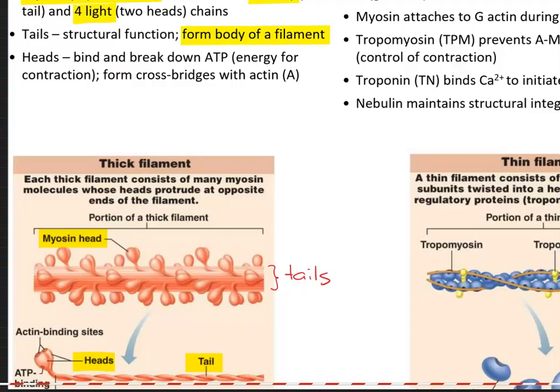Turns out the heads have two main functions. One of them is to bind ATP and to break it down, so-called ATPase activity, to release the energy required for the contraction. Another function is to bind to actin filaments, to thin filaments, forming so-called cross bridges.